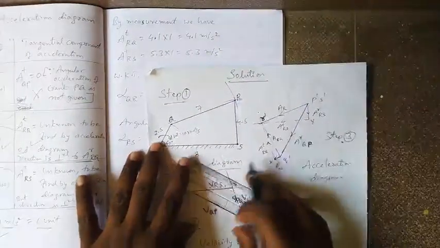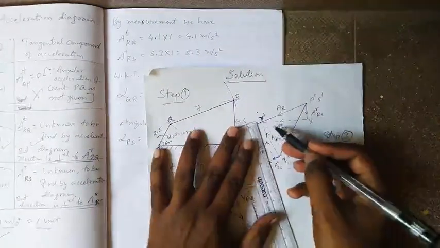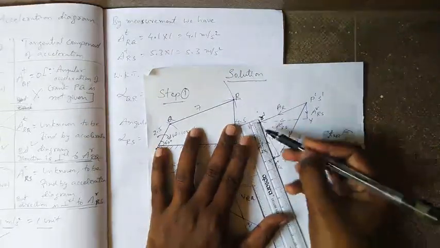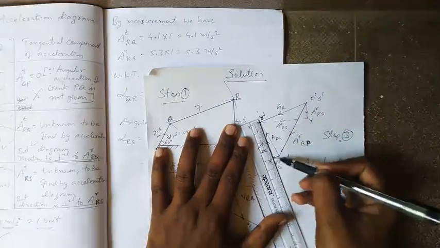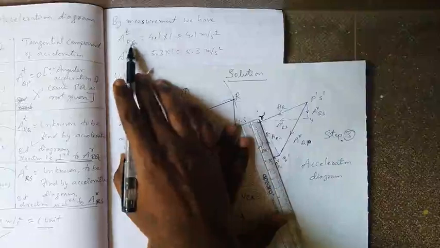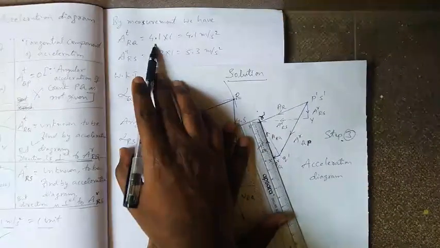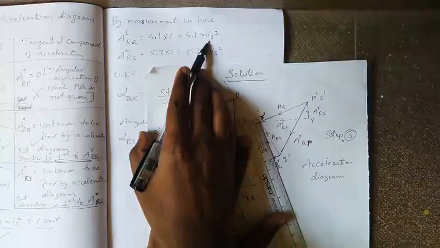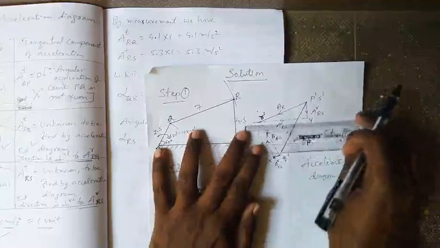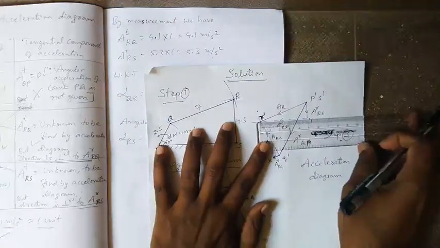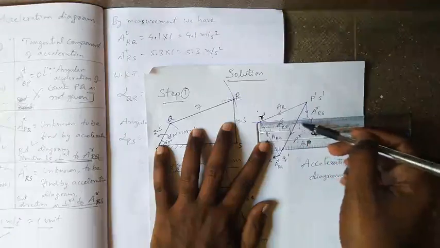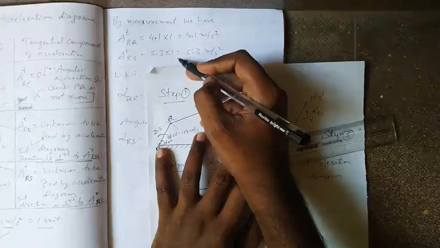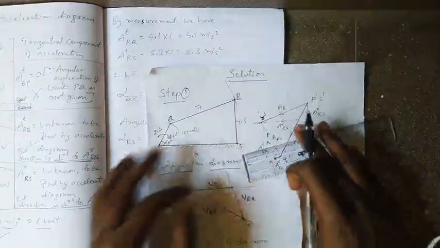What is the tangential component of RQ? This measurement you need to take. We are getting 4.1 centimeter. So write that the tangential component for RQ is 4.1 centimeter, multiplied by the scale, so 4.1 meters per second square. Similarly, the tangential component of RS is here, and we are getting 5.3 mm. So 5.3 multiplied by the scale, which is 1 itself, is 5.3 meters per second square.